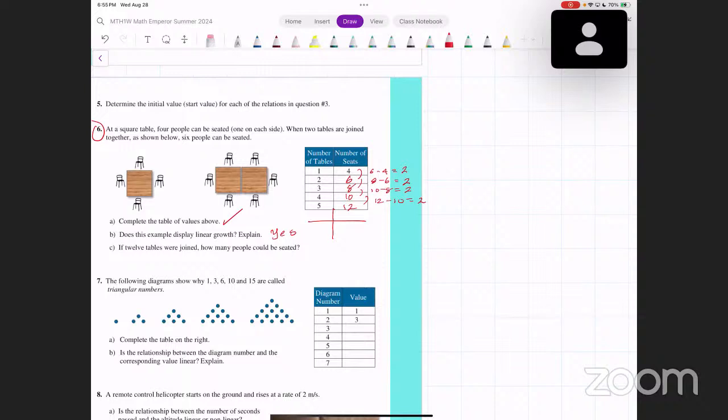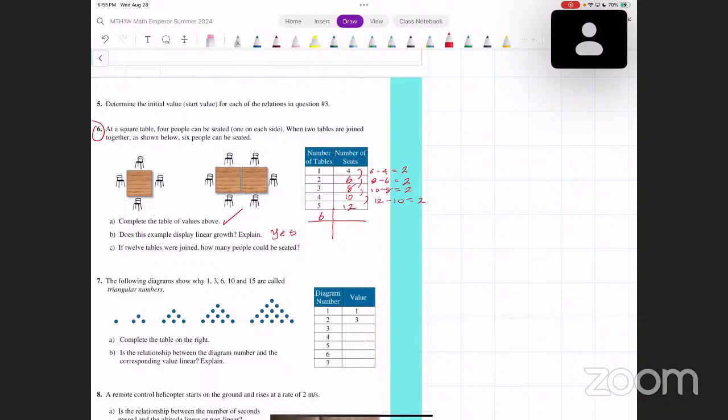What did you guys get? If 12 tables were joined together, how many people could be seated? 28. What are you guys doing? All right, let's do it a longer way.